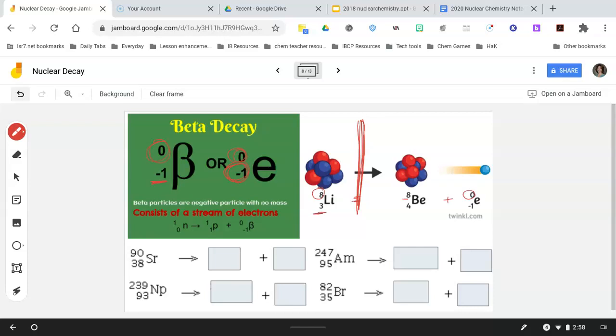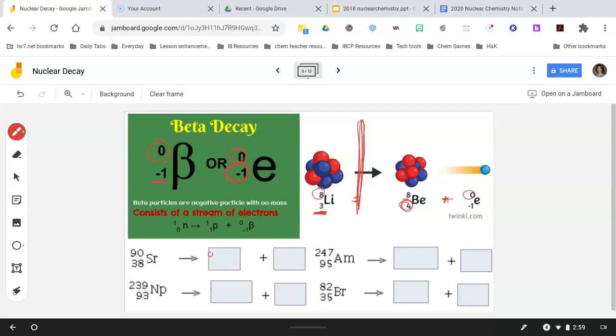The bottom number is 3, so the target is 3. Okay. This particle is a positive 4. So positive 4 plus -1 equals 3. 4 plus -1 is a positive 3. So it's similar, but it is not exactly the same. So let's look at how this fills in like the alpha did.